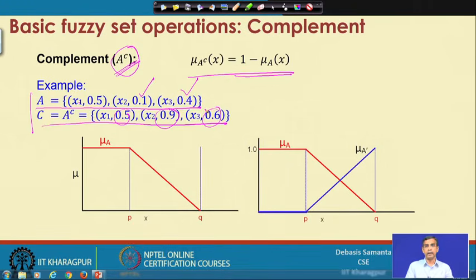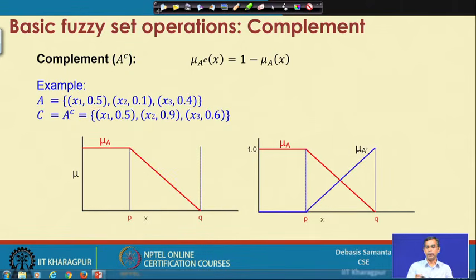The same thing can be shown graphically. This is the fuzzy set A, where the membership function is like this. Now, its complement: the complement value of this is basically this one, and the complement value of this is basically this one. So, the resultant membership function for the complement of A is basically this one. This way the complement operation can be obtained.